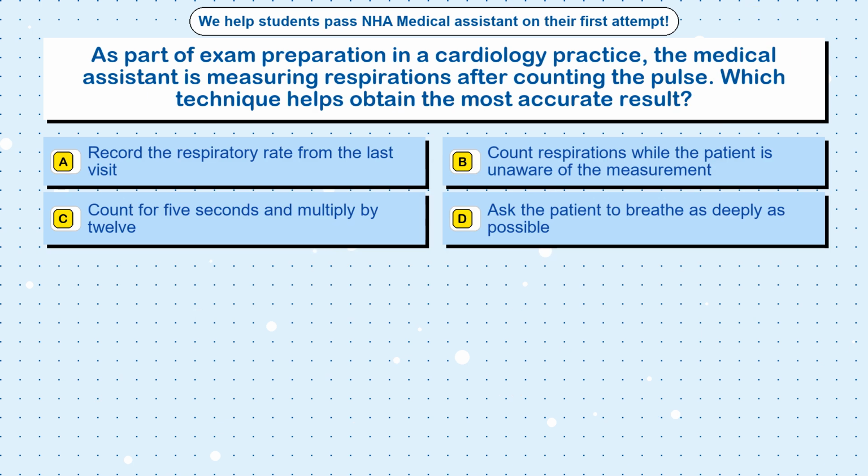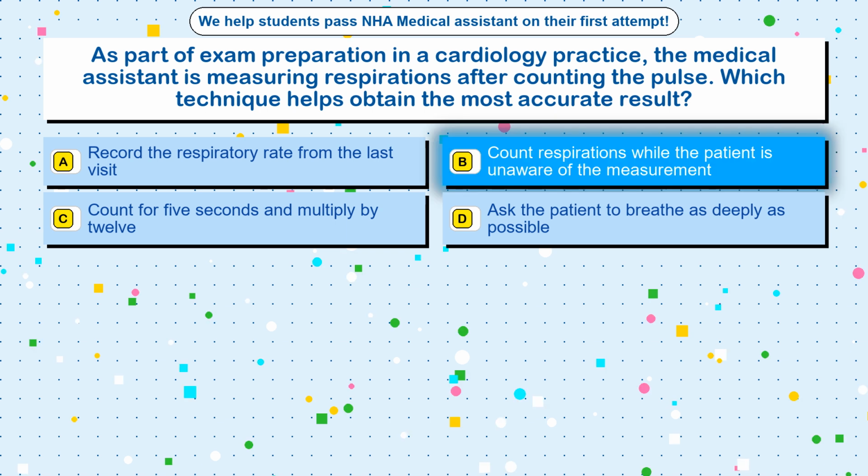Question 44. As part of exam preparation in a cardiology practice, the medical assistant is measuring respirations after counting the pulse. Which technique helps obtain the most accurate result? Option A, record the respiratory rate from the last visit. Option B, count respirations while the patient is unaware of the measurement. Option C, count for 5 seconds and multiply by 12. Option D, ask the patient to breathe as deeply as possible.